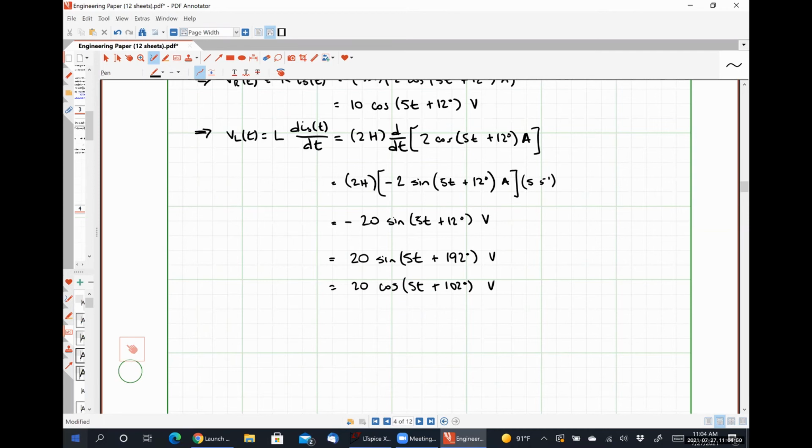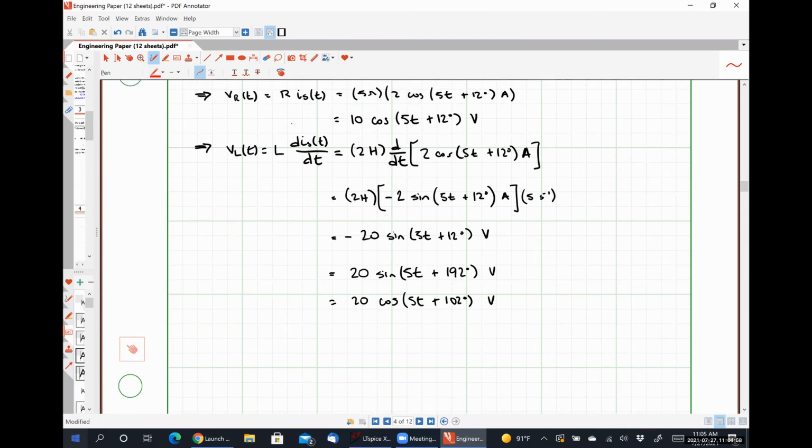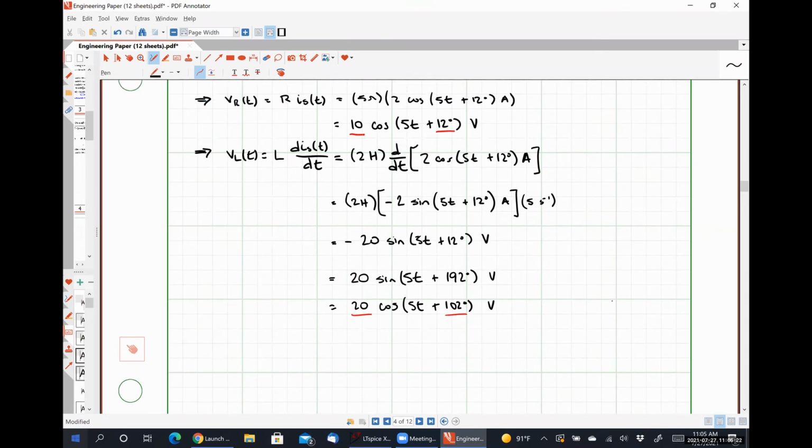So my voltage waveform is characterized by an amplitude and a phase angle in both cases, right? They also have a frequency, but that frequency is the exact same thing. So what I want you guys to do is add together 10 angle 12 degrees as a complex number plus 20 angle 102 degrees as a complex number.